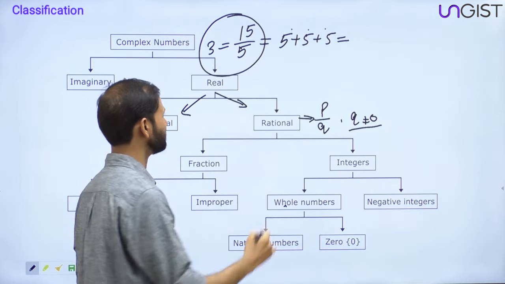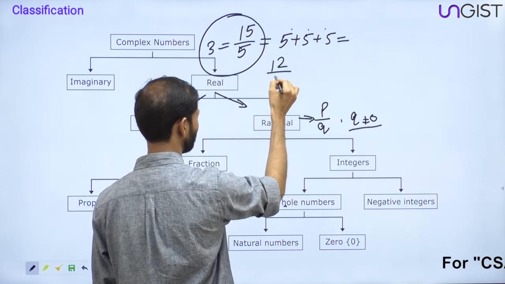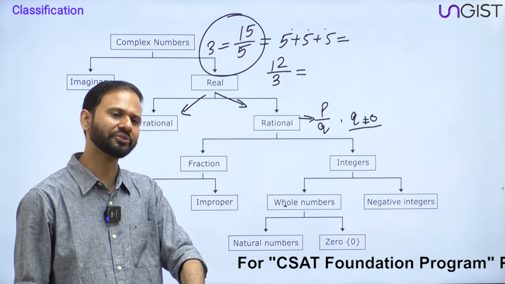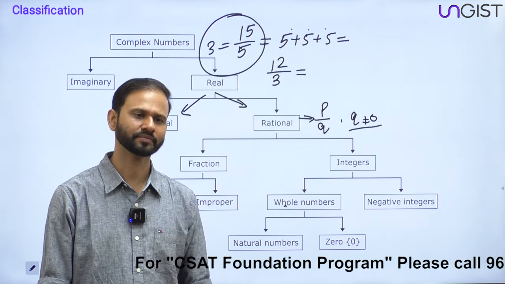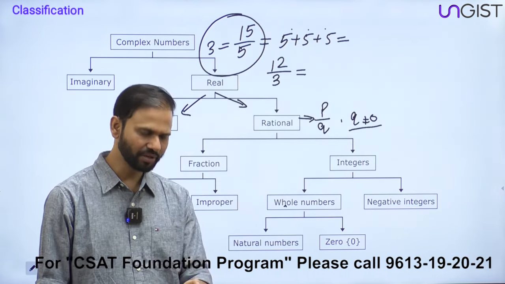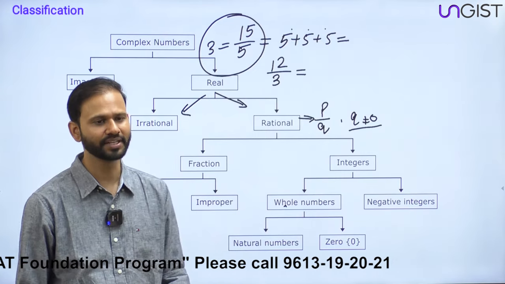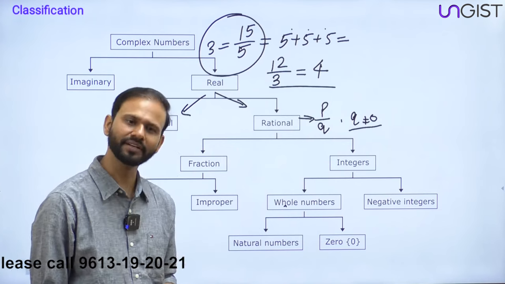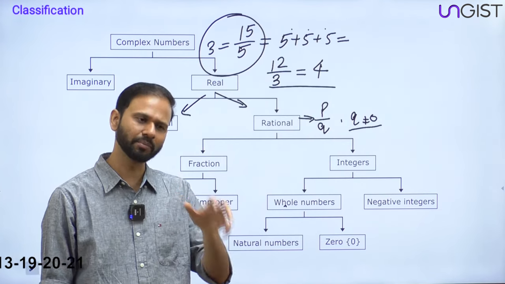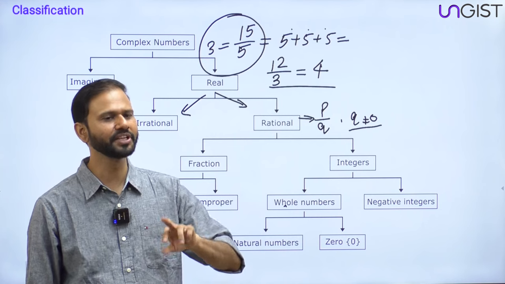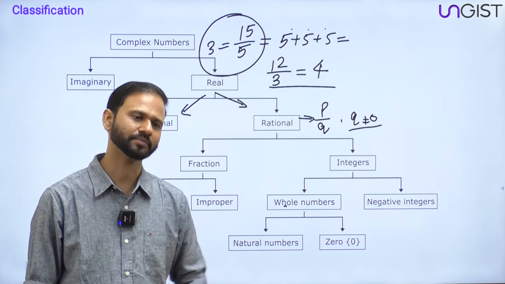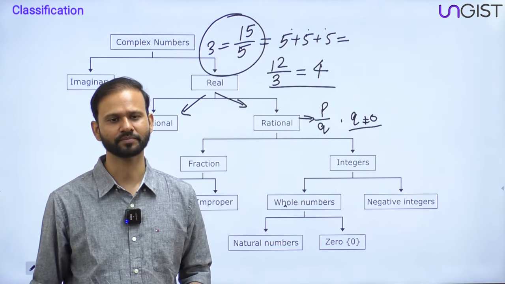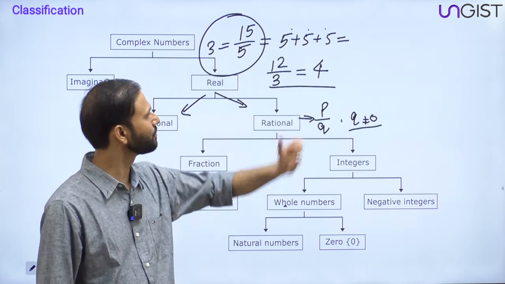Again, 12 by 3. The basic of division is: how many times must 3 be added to make 12? 4 times 3 will be added to make 12. So the answer is 4. That is the basic of multiplication also. Suppose you are saying 3 into 2: 2 times you are adding 3. If you are saying 3 into 3, you are adding 3 times 3. So this is the basic of division.